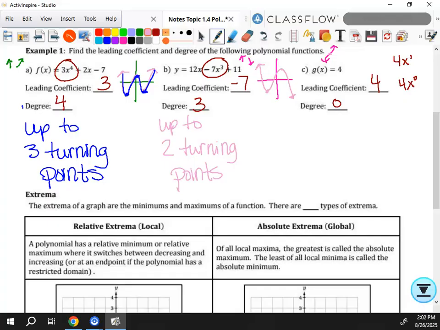And so here, I want you to sketch what that one would look like. What's another way to talk about g of x? Y. So this is the same as y equals 4. Is that a horizontal or a vertical line? Horizontal. That's y equals 4.